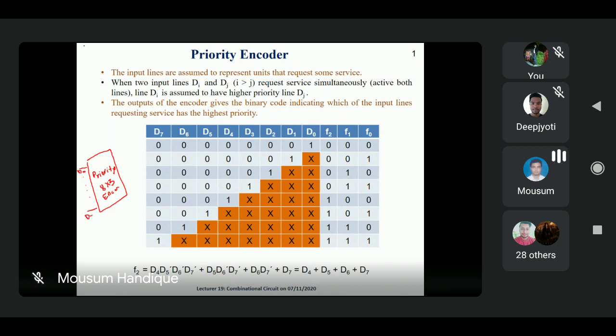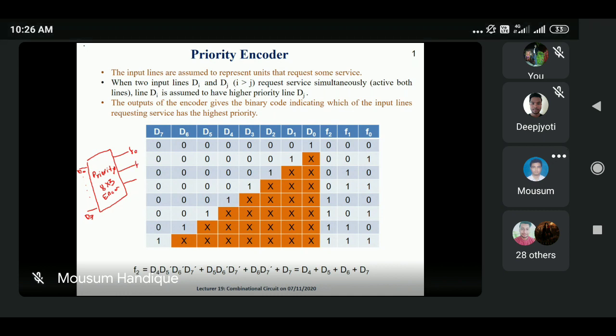Because we are starting from 0, the total number of input lines is 8. And this one is the output line, F2. Or you can write F0 here, F1, and this one is F2. This way you can write, and you can use an enable input here, it is no problem.